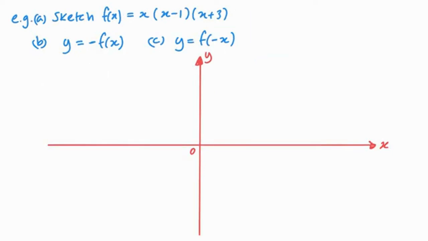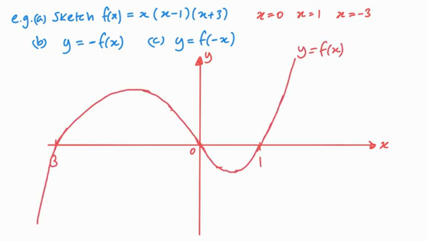So let's look at this example. Sketch f of x equals x minus 1, x plus 3. So I know that x is going to cross at 0, positive 1 and negative 3. So my graph is going to look something like this. Cross in at 3, 0 and 1, negative 3. Now let's have a look what happens for parts B and C.